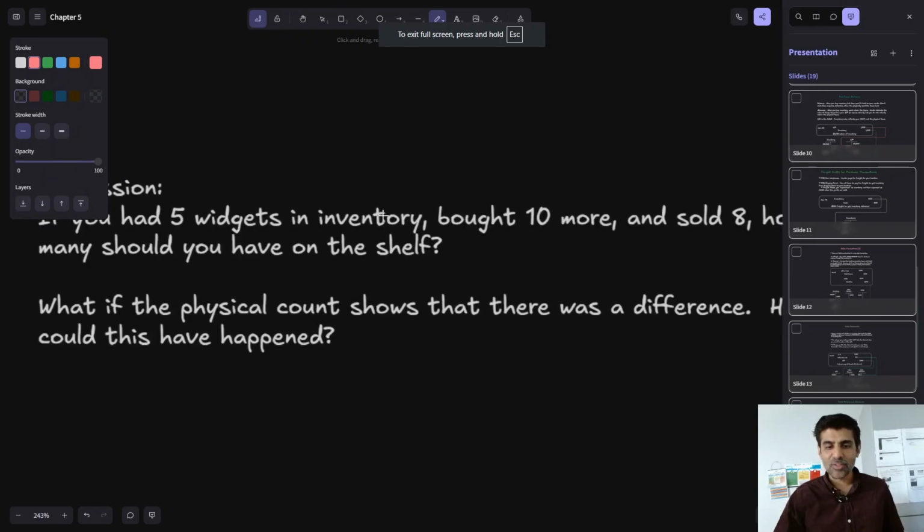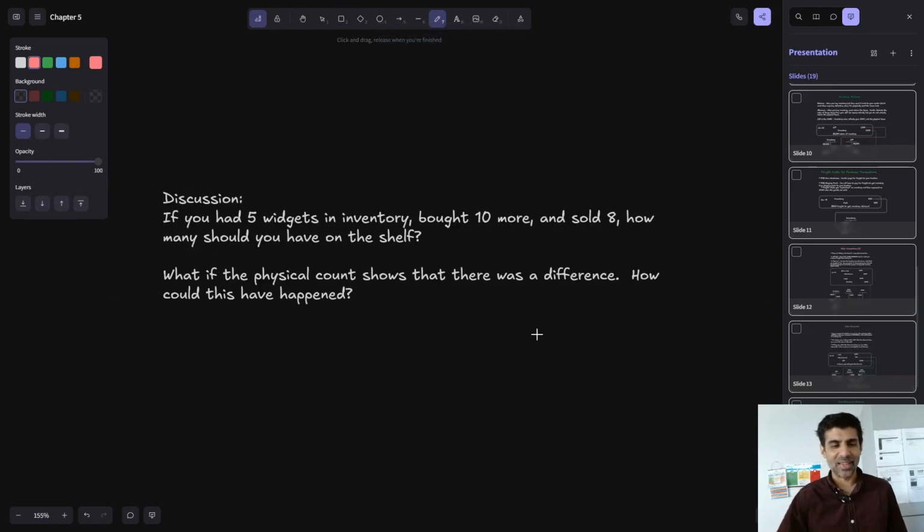Here's a street smart question. I gave you a little hint, okay? If you had 5 widgets in inventory, you bought 10 more and sold 8, how many should you have on the shelf? And if you went to the shelf and counted and it was different, why could that be? So take a minute, think about it.